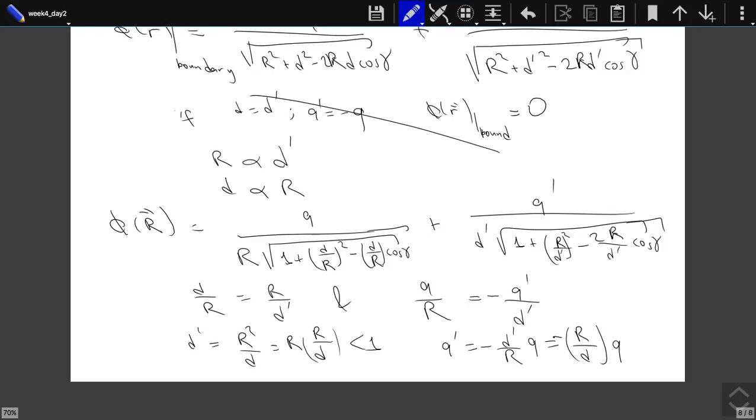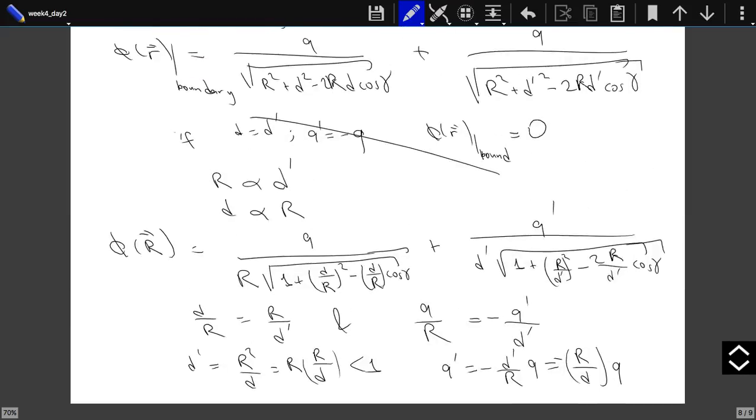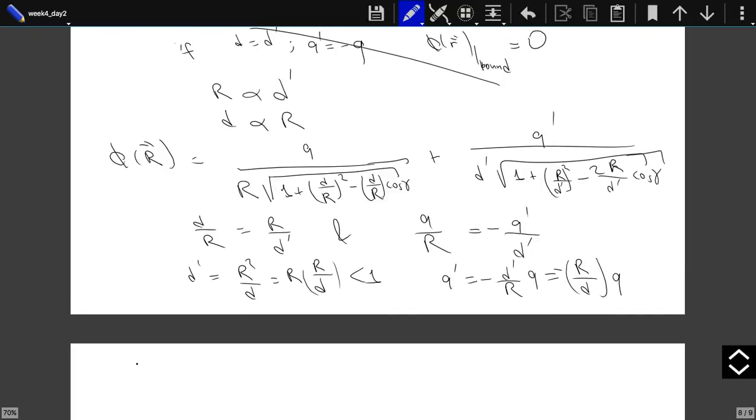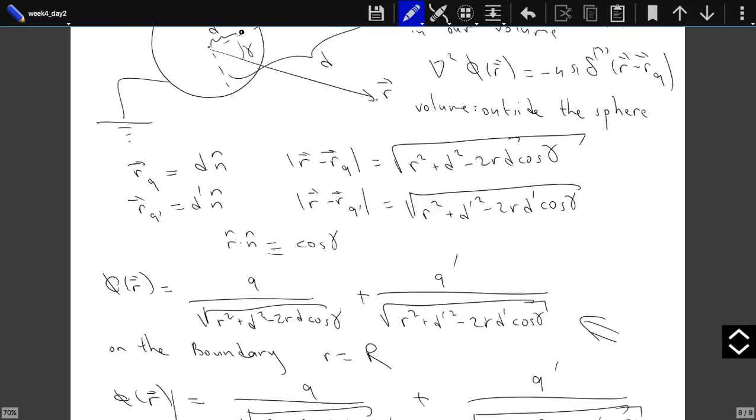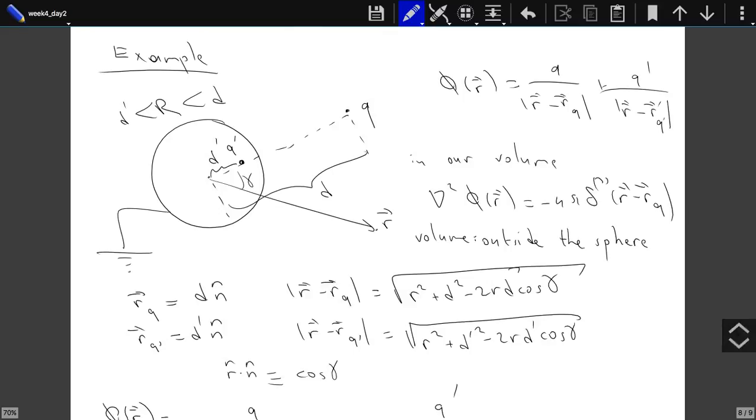So under this condition, the potential on the boundary is always everywhere 0. So we know our solution. Just put them over here, and we know what d prime is, we know what q prime is, we know our solution, and this solution divided by q is our Green's function. So we can solve for whatever charge distribution you have, with whatever boundary condition you have on this sphere, using this Green's function. And we are kind of done.